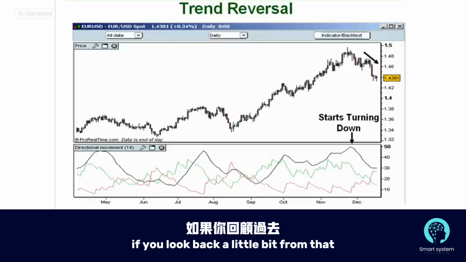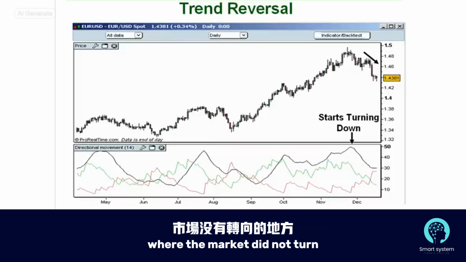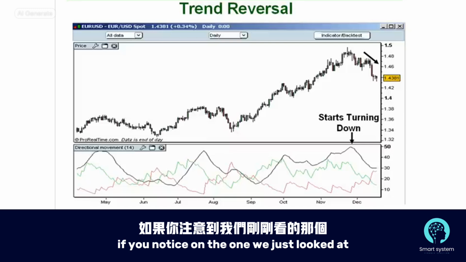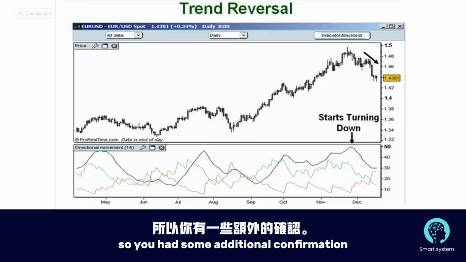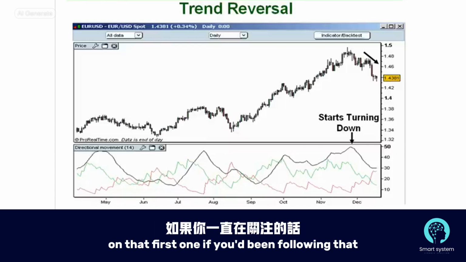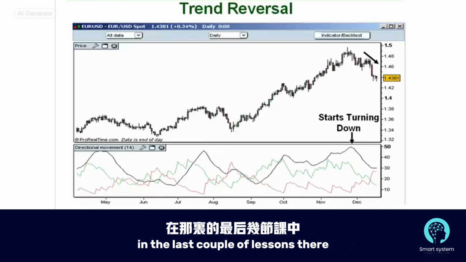If you look back a little bit from that, you'll see another break above 40, where the market did not turn. Another break above 40, and then the ADX turned down, and the market did not break below that, but again there. If you notice on the one we just looked at, you did have a break of the trend line there. So you had some additional confirmation that may have helped you not get faked out on that first one if you'd been following that trend line that we've looked at in the last couple of lessons.